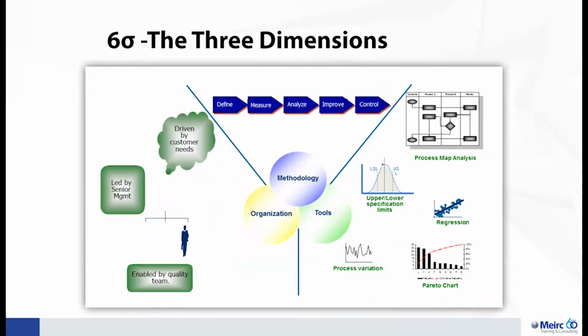If someone asks me what Six Sigma is, I can use this slide in front of us and say, look, it's a methodology driven by customer needs. It is led by top management and senior management, and it is enabled by the quality team and quality practitioners, usually called the belts, the green belts and the black belts. It follows a structured methodology called define, measure, analyze, improve, and control. And it uses a number of tools. Some of them are qualitative, some are quantitative.